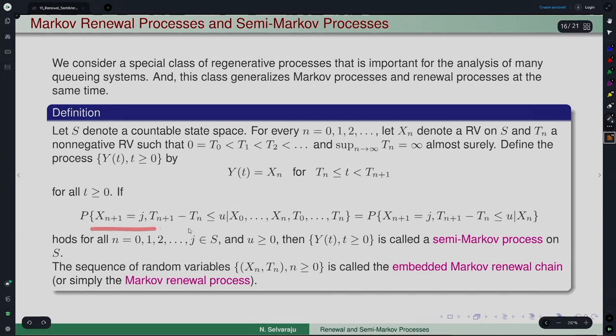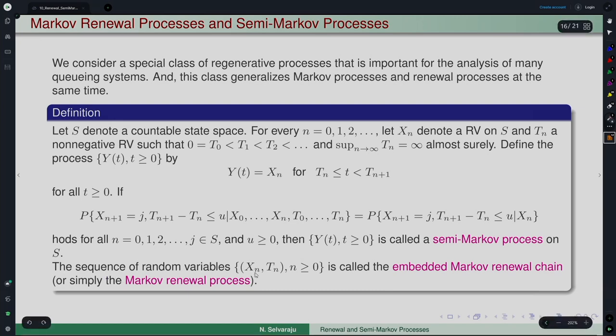Now, this probability is the same as this conditional probability. It has the same elements, but the history is irrelevant except for the current position of the process, which is X_n. Suppose I assume that X_n equals i. Then this holds for all n, all j and u, which is a non-negative quantity. Then this Y_t is called a semi-Markov process on the state space S.